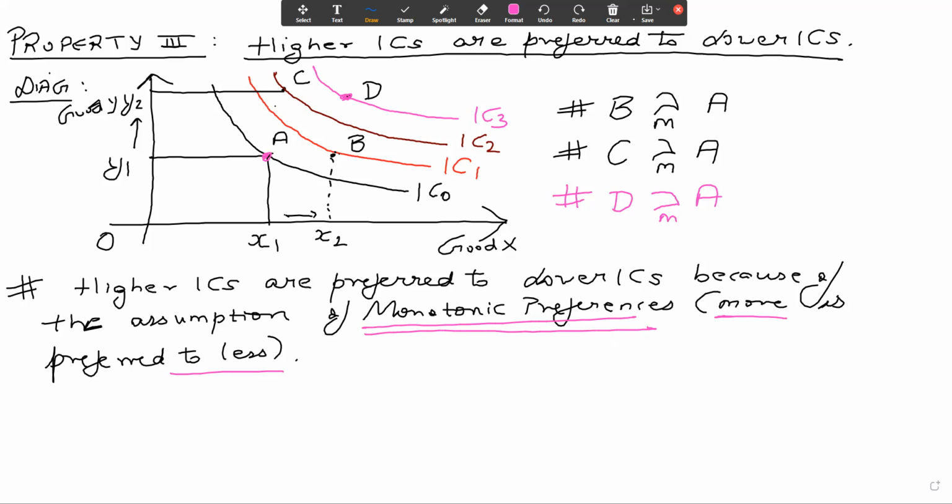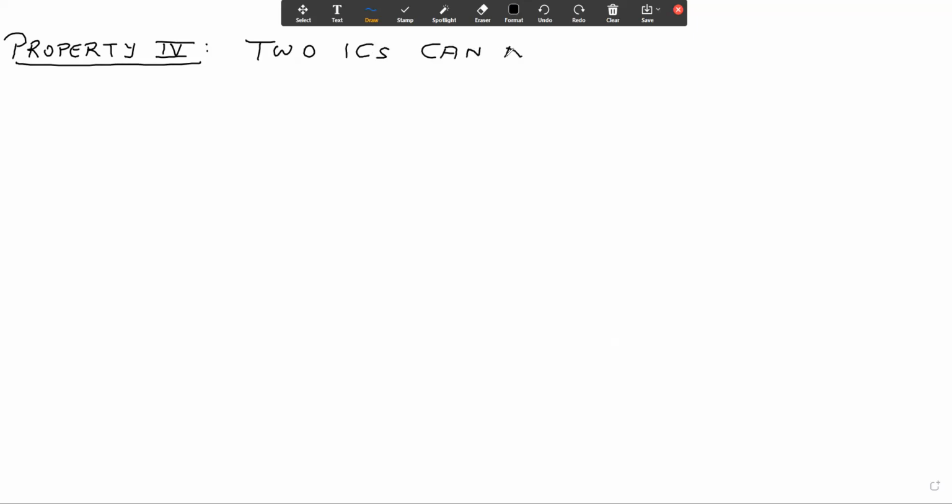Then we have the next property, property 4. Property 4 simply says that two indifference curves can never intersect each other. Let's look at this property as well.